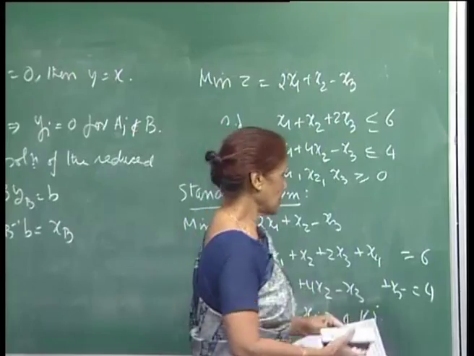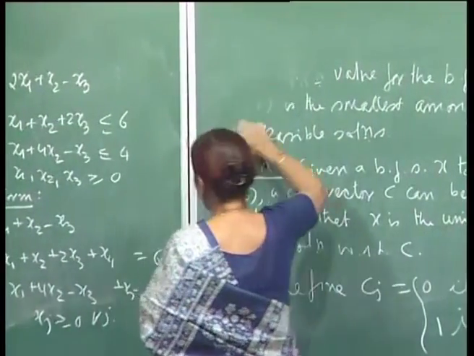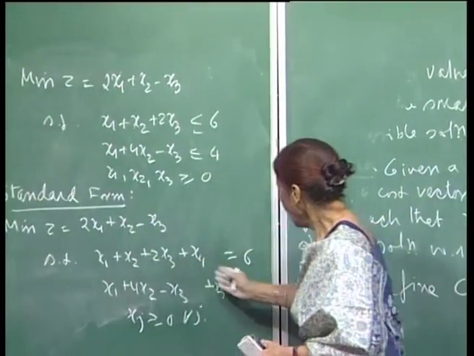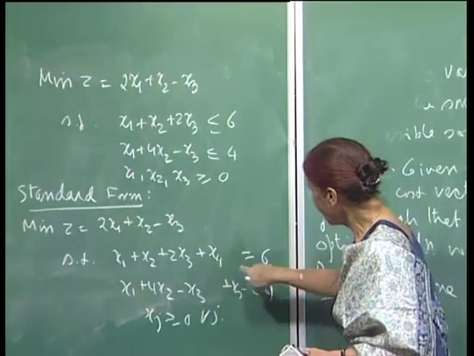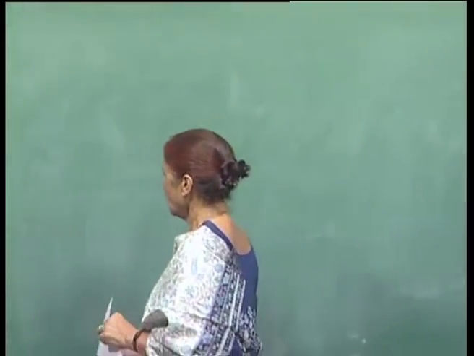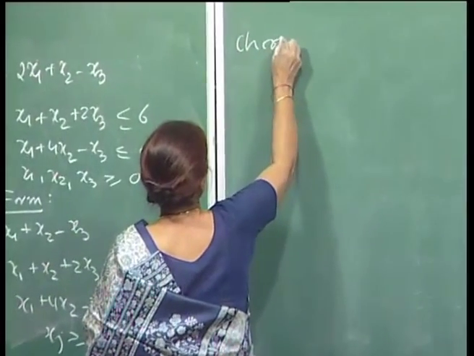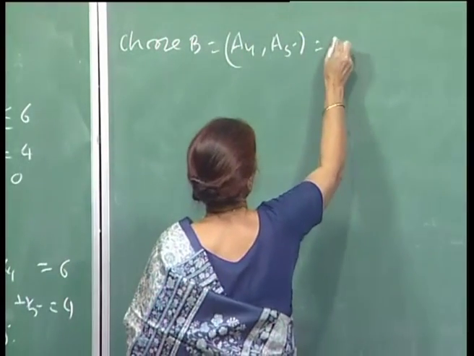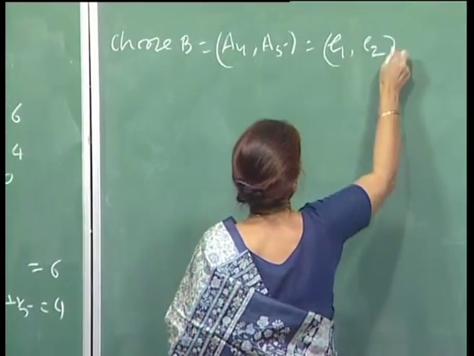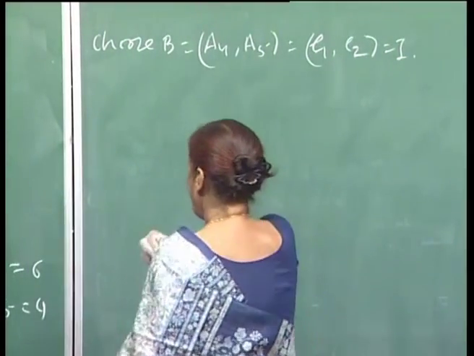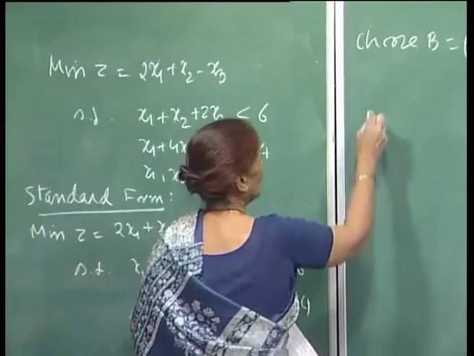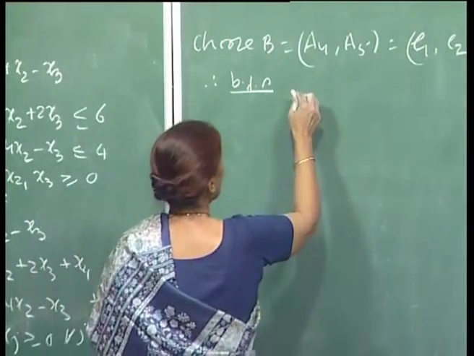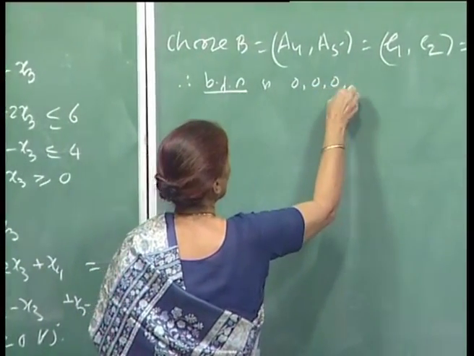So I'll use my starting basic feasible solution given by the columns A4 and A5, which means that I put x1, x2, x3 equal to 0, and I immediately read my basic feasible solution as x4 is 6, x5 is 4. So choose B as A4, A5, which is nothing but E1, E2, and so this is an identity matrix, right? And therefore your basic feasible solution, in the complete form, is 0, 0, 0, 6 and 4.